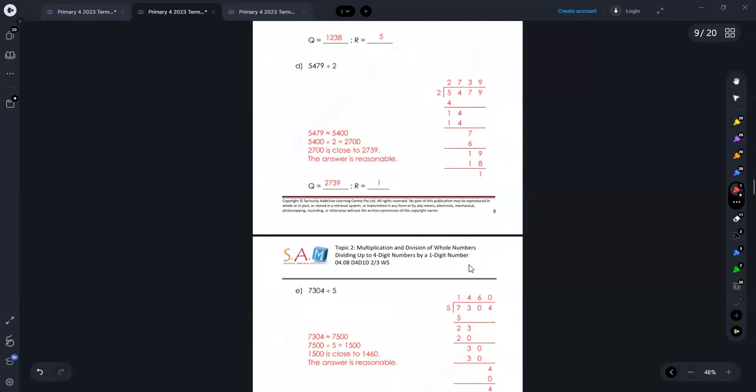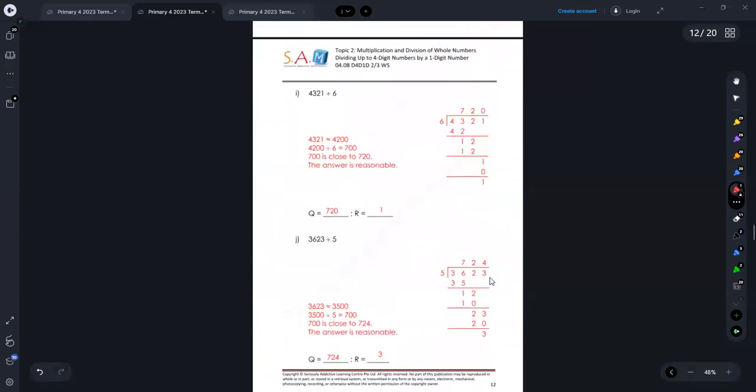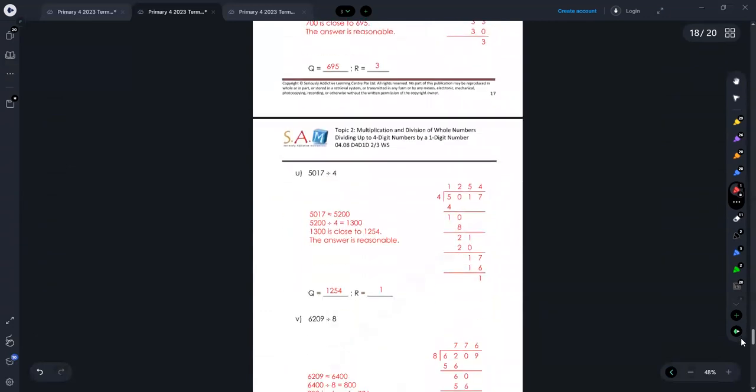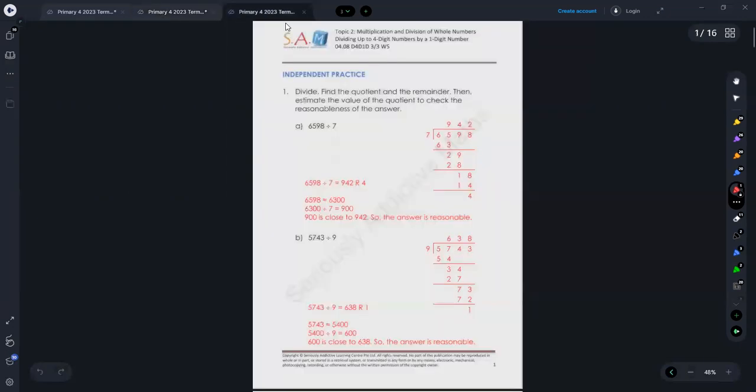Some students may be slower, and that's fine. For those students who are faster, get them to do more practice. For those students who are slower, you may need to spend more time to guide them. Same thing, that's it for this booklet, so that we can move on to the third booklet.